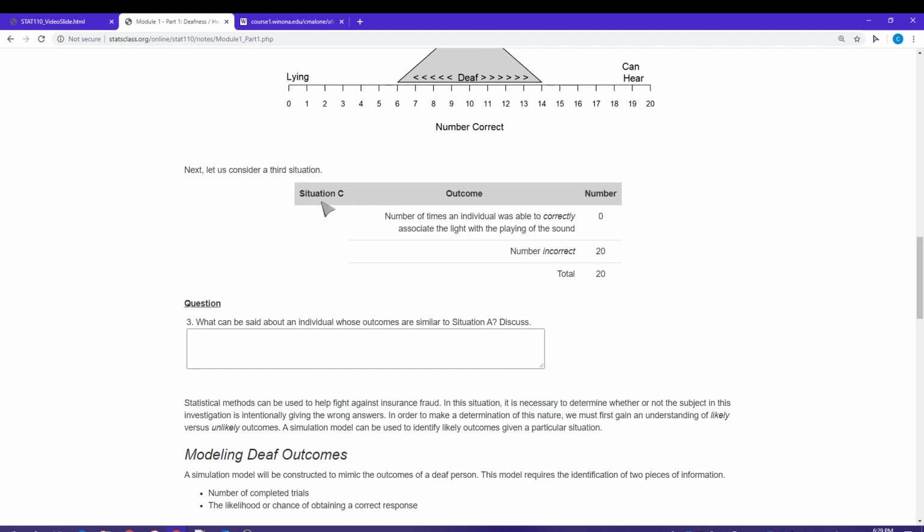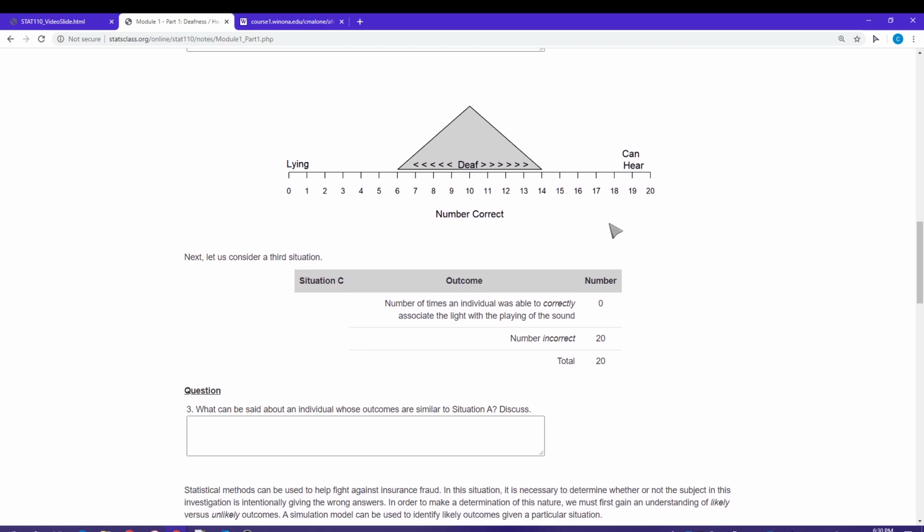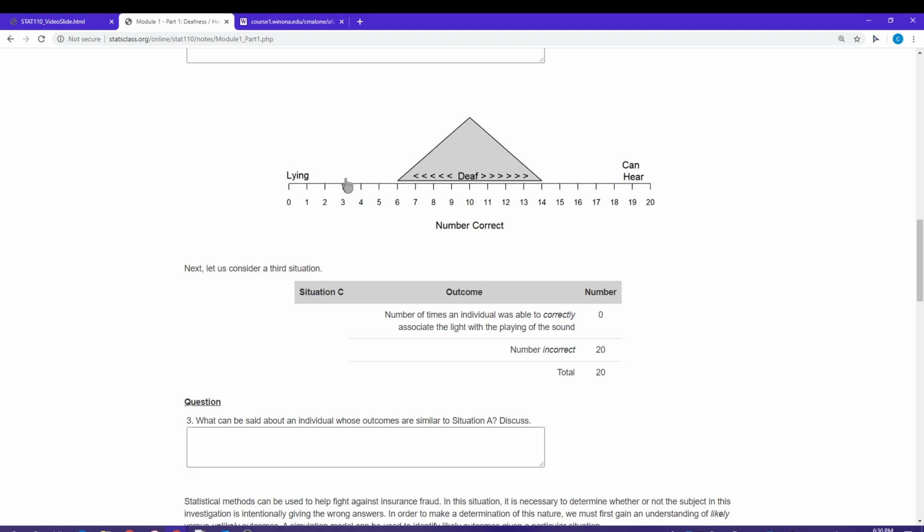So what about situation C here? An individual that doesn't get any correct on this hearing test. Well, that's going to imply that the individual can actually hear what's going on, but they're falsifying that, or they're lying about their ability to hear. So if they're on the extreme left side of this, they can actually hear, and I'm going to indicate, or probably will indicate, that they're lying.